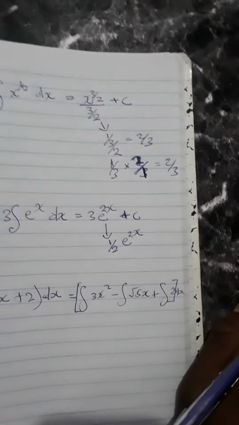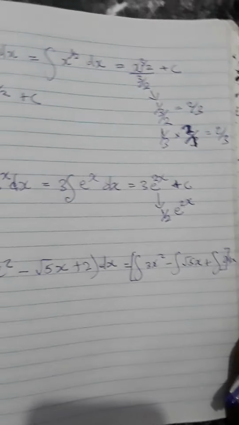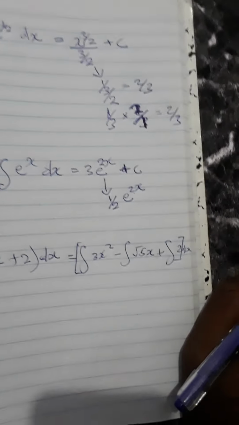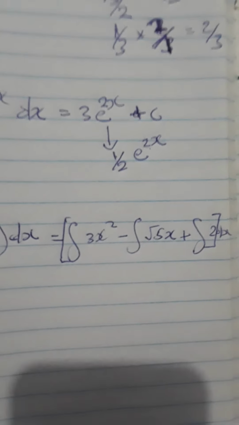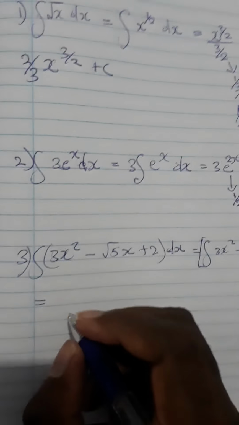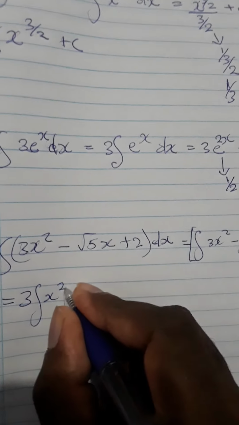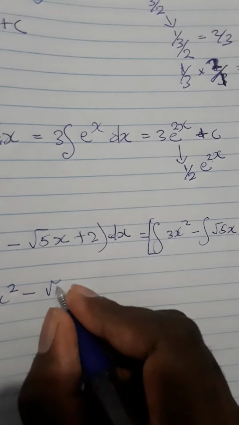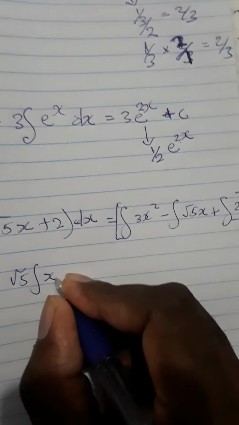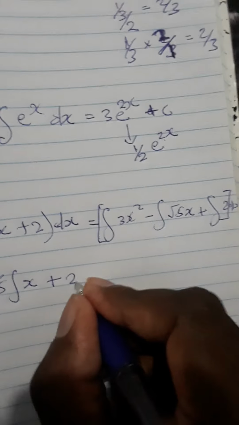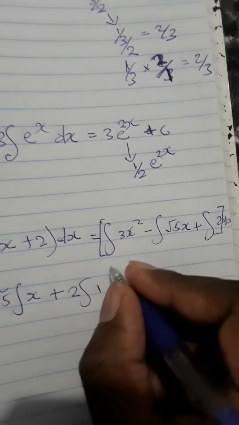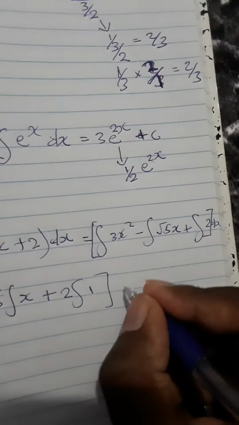Okay, then now we proceed to do integration, or should I say, let's simplify it further by shifting the constants outside of the integration sign. So let's go. This would be 3 integral of x squared minus root 5 integral of x plus 2 integral of 1 dx.